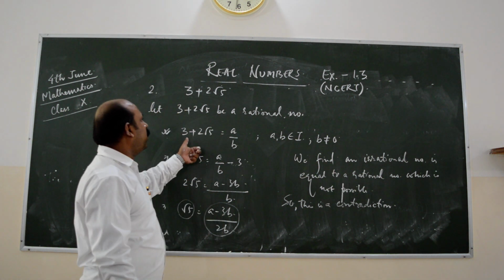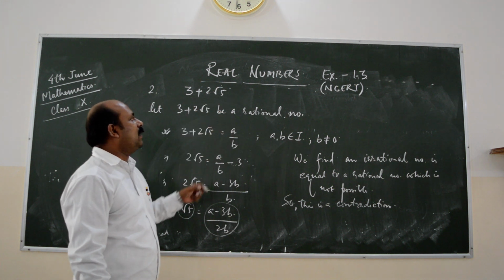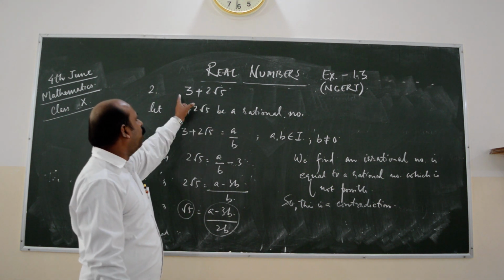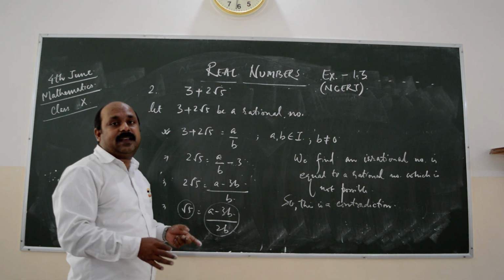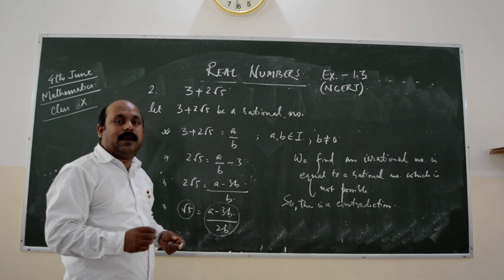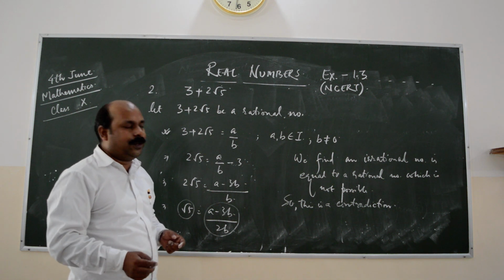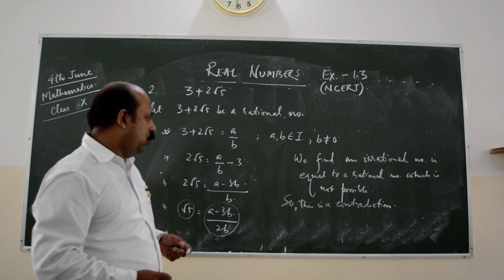This type of question is generally asked in 2 marks, where it is given that root 5 is an irrational number and you have to prove 3 plus 2 root 5 as irrational. Proving root 5 as an irrational number is generally asked for 3 marks. Sometimes it is also given in a 4 marks question. It is one of the most important questions of this chapter, so you will go through it.